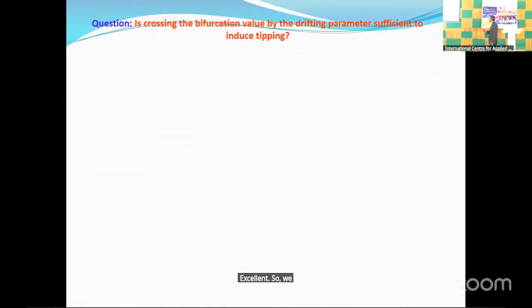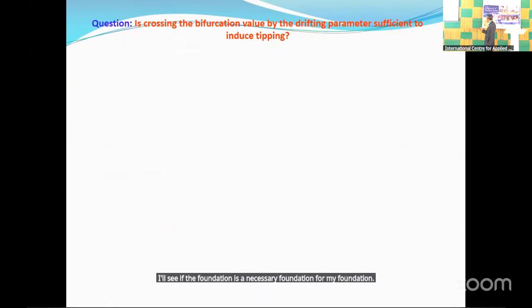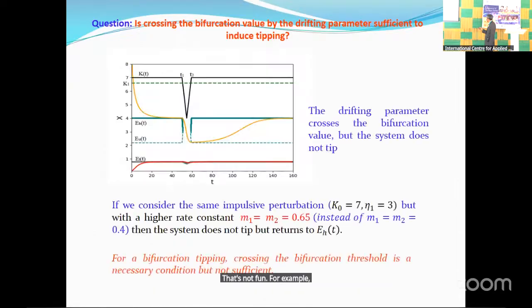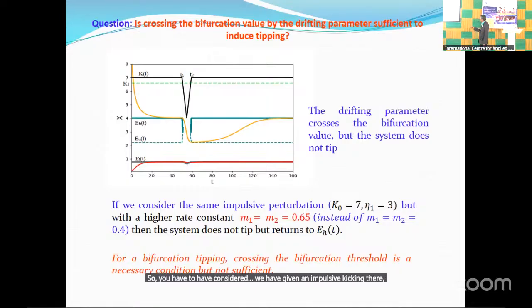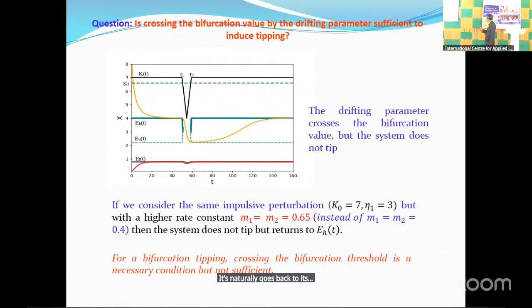So we ask an important question. Is crossing a bifurcation necessary for tipping? The answer is no. Crossing the bifurcation is a necessary condition for tipping, but not sufficient. For example, consider this type of impulsive tipping. So we have given an impulse here, and your solution, this yellow curve, tries to tip, but as soon as you withdraw the impulse, it gradually goes back to its desired location or desired equilibrium.